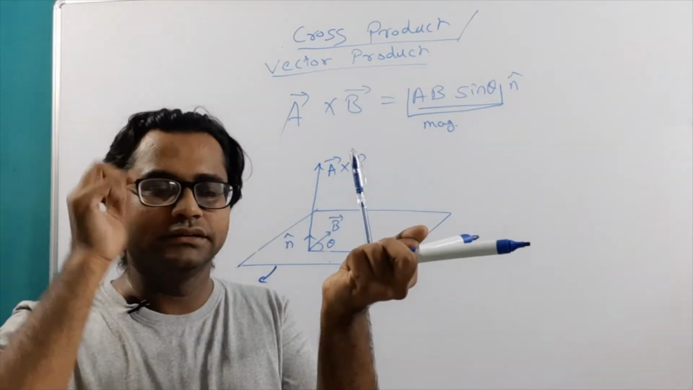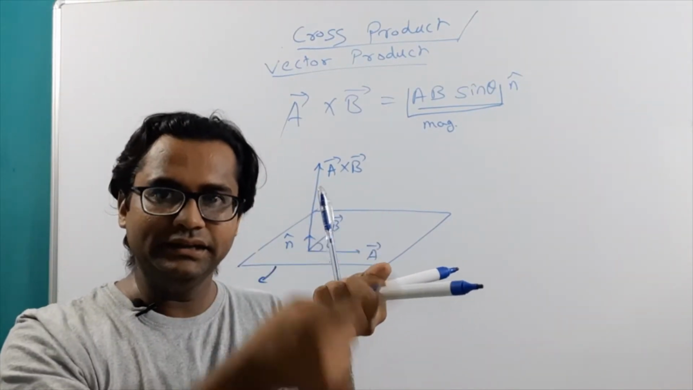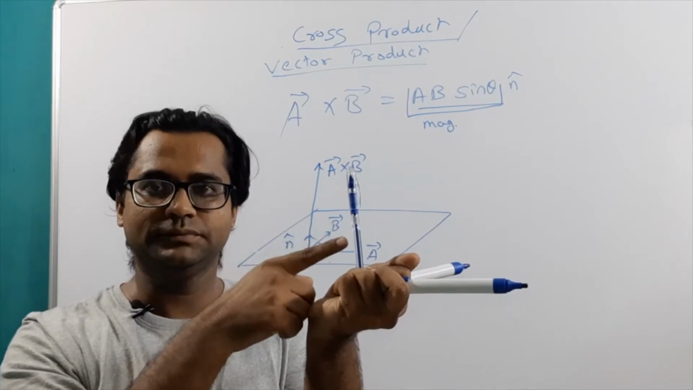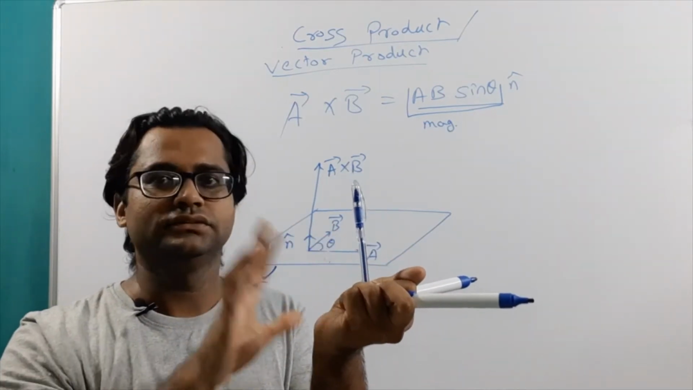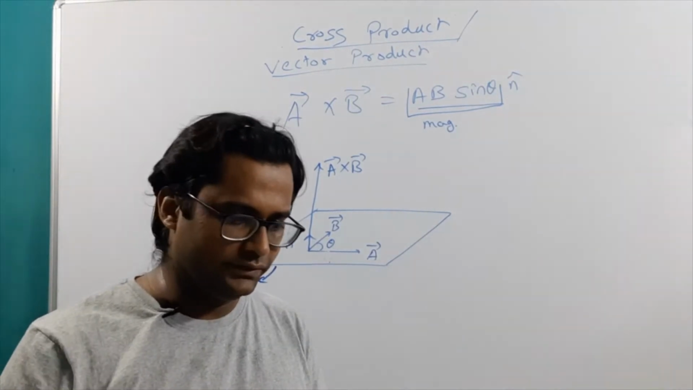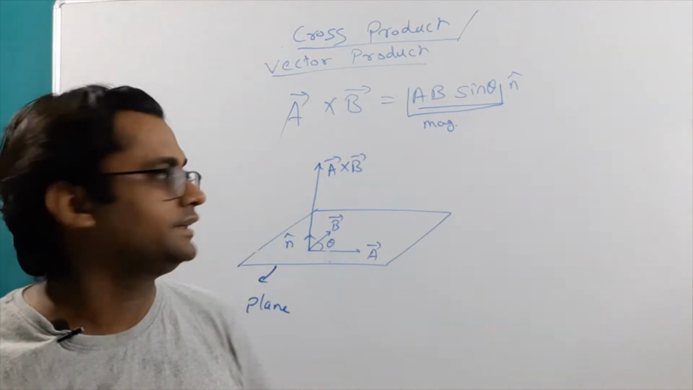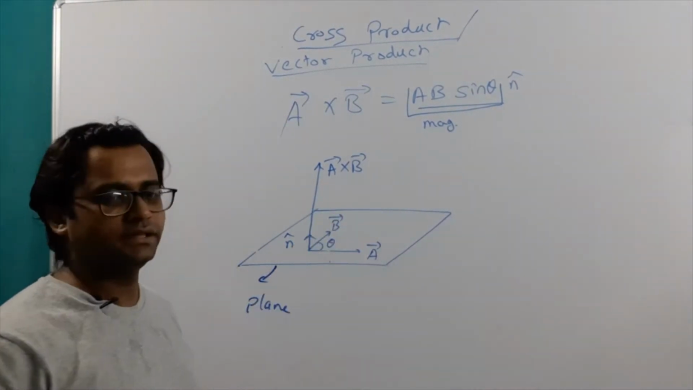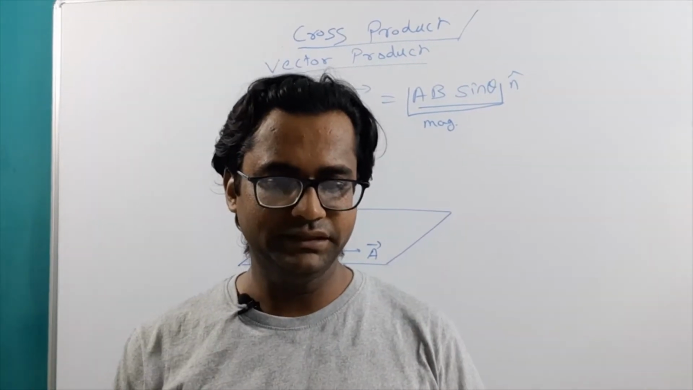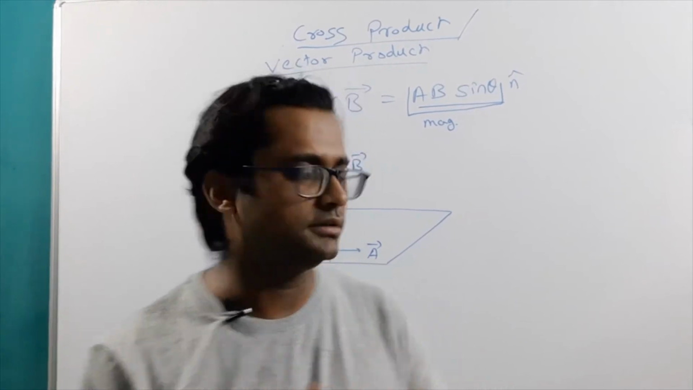If you look at this situation, this one is a vector, this one is a vector, and their cross product is also a vector. Remember that the cross product is a vector quantity. So this is a very special situation where the product of two vectors is itself a vector. This is how we represent the cross product of two vectors. Now we'll study the properties, characteristics of the cross product of vectors.